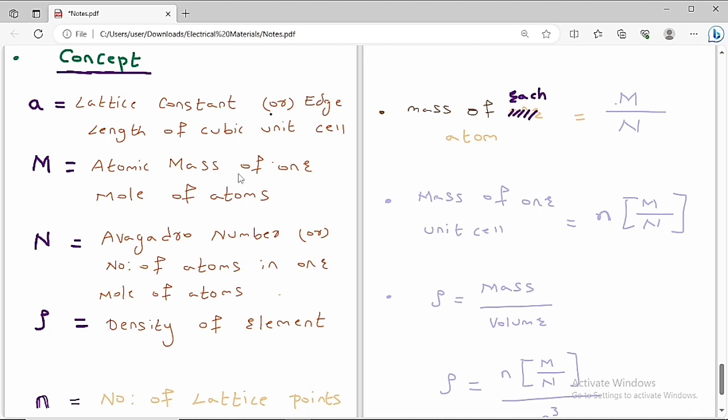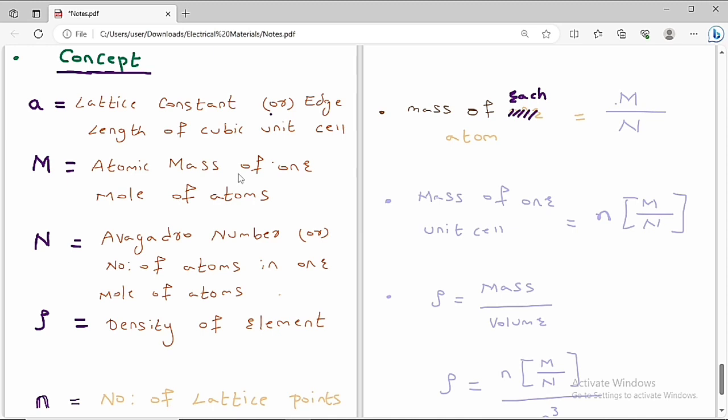Where capital M is nothing but the atomic mass of 1 mole of atoms, and capital N is the Avogadro number, the number of atoms present in 1 mole of atoms. So if you do the ratio, you are going to get the mass of each atom. Then what is the mass of 1 unit cell?